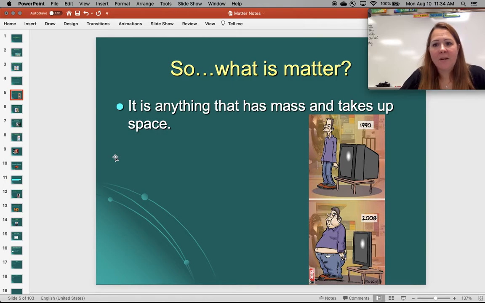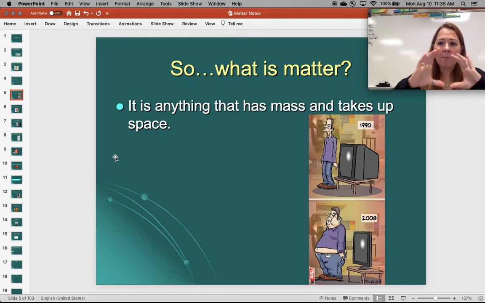If I asked you to give me an example of matter, which in class we would call these out, you could say your desk, your pencil, your water in your water bottle, the coffee that's sitting on my desk, a glass of iced tea. And then somebody will say air, and then somebody says, not air. Air doesn't have mass, but it actually does.